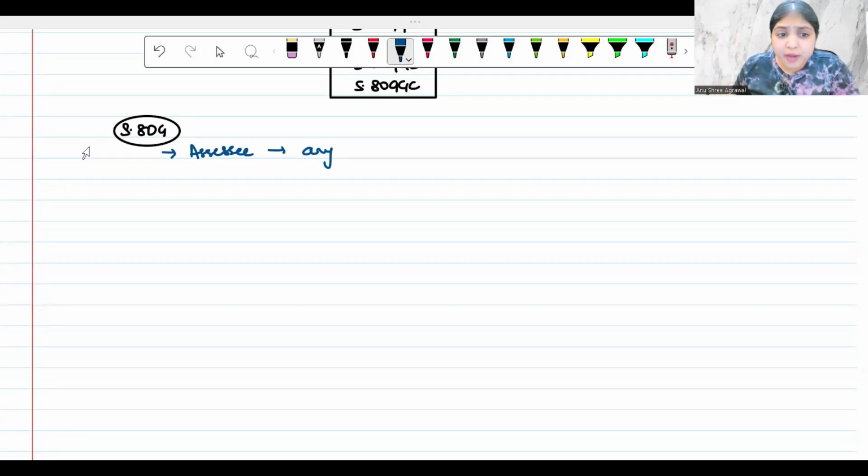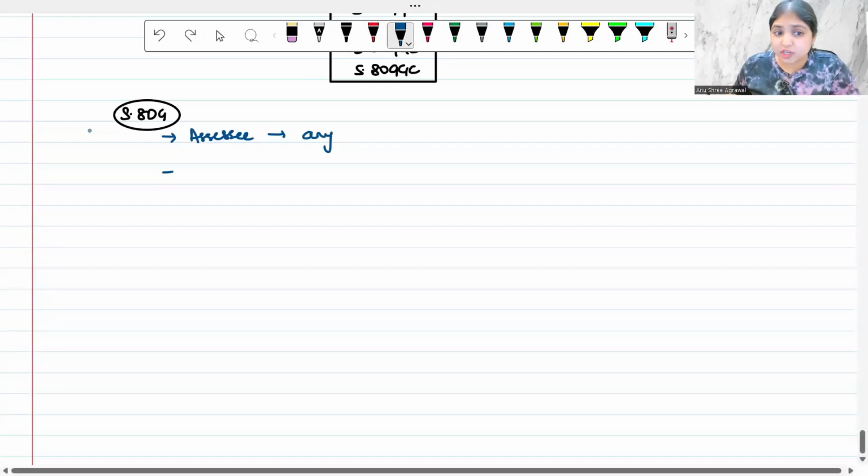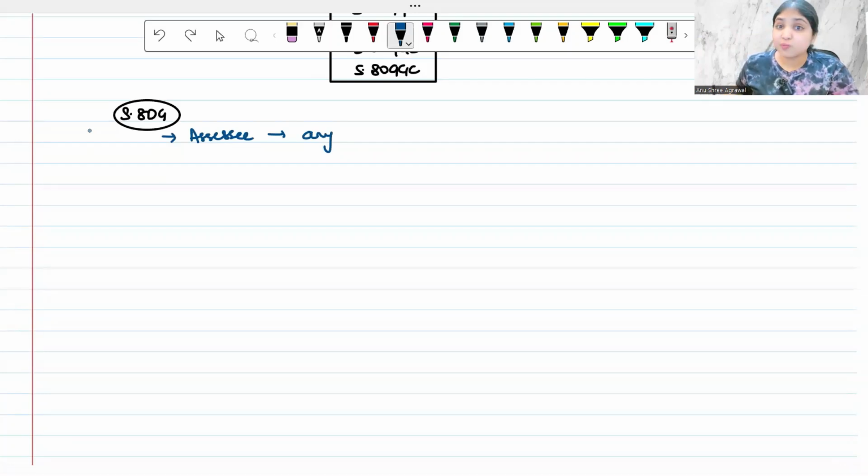Okay. Now, under 80G, there's a small catch. Do you remember there was one section which we had spoken about where we said that the mode of payment has to be non-cash mode only? Do you remember which section was that? Only one section we've seen till now which spoke about the mode of payment. That was section 80D, guys. 80D, irrespective of the amount, you have to make the payment in non-cash mode.